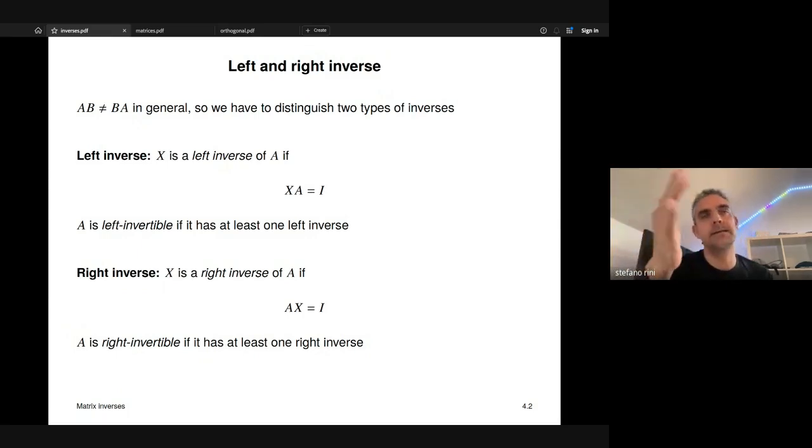Notice that invertibility in the nice square matrices that you saw before means there's only one inverse matrix. But here, when we have left invertibility or right invertibility, you can have a bunch of inverse matrices, right? So it doesn't need to be one. So we lost uniqueness.